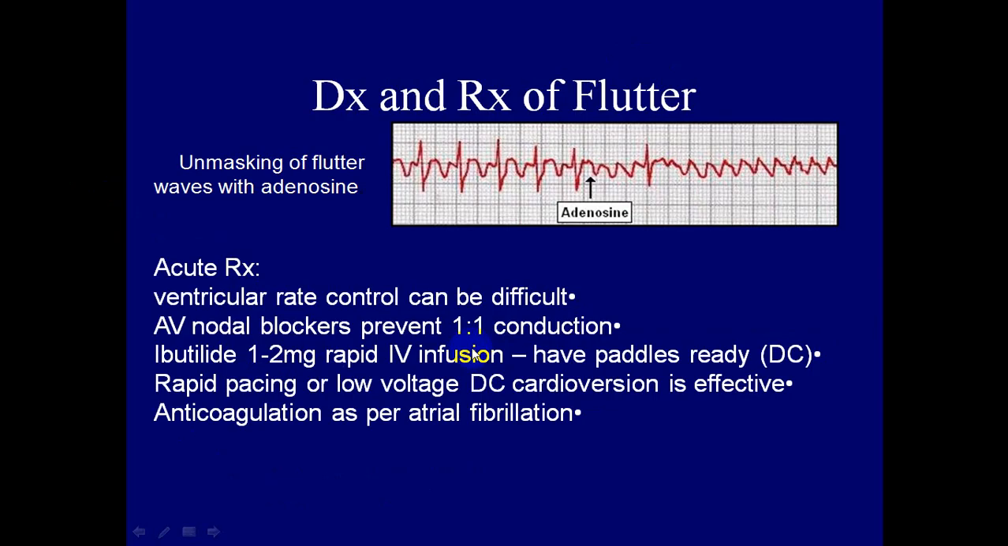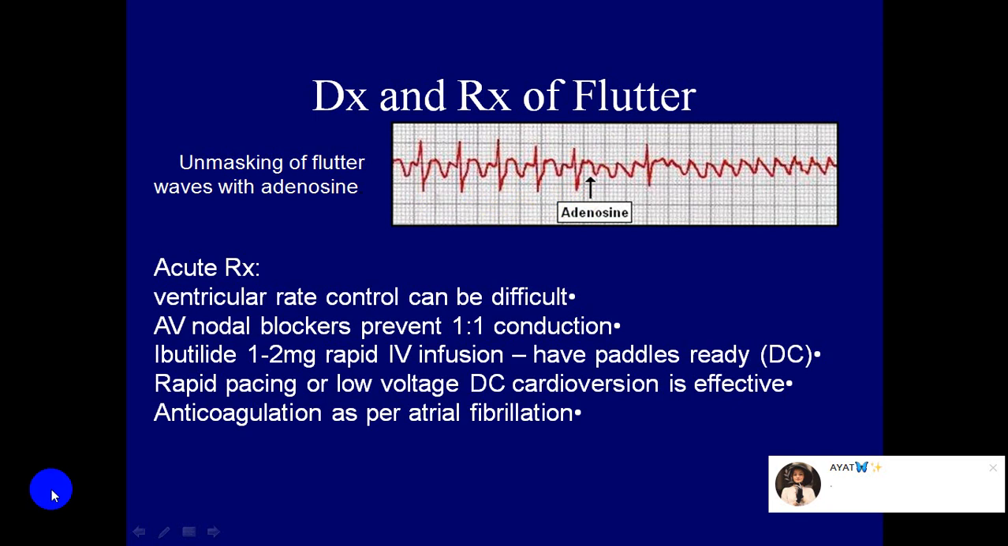How to diagnose? Usually by ECG. Treatment: unmasking of the flutter wave with adenosine. Adenosine, as we discussed later for supraventricular tachycardia, or carotid massage, can unmask the flutter wave, so we sometimes give adenosine as a test. Especially if it is 1 to 1 or rapid 2 to 1, it looks like supraventricular tachycardia. To differentiate, sometimes we give adenosine, and the flutter is not converted.